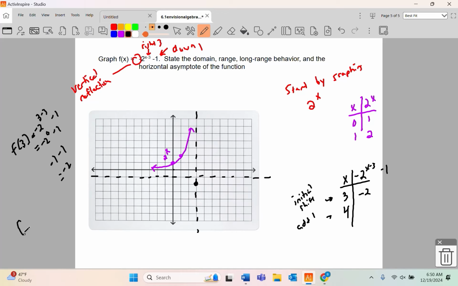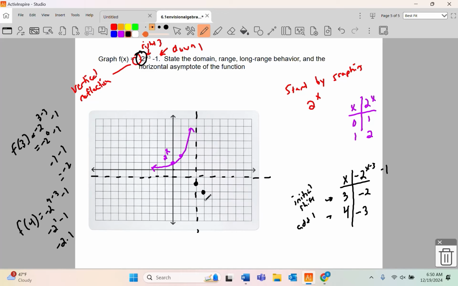If I plug in a 4, see what happens. That'll give me a negative 2 to the first, take away 1. And a negative times a 2 to the first is simply going to be negative 2. And negative 2 minus 1 is negative 3. So 4, negative 3. Now again, notice that negative 2. I fell 2 and I ran 1 from the origin, from the centering. That's how it's done.